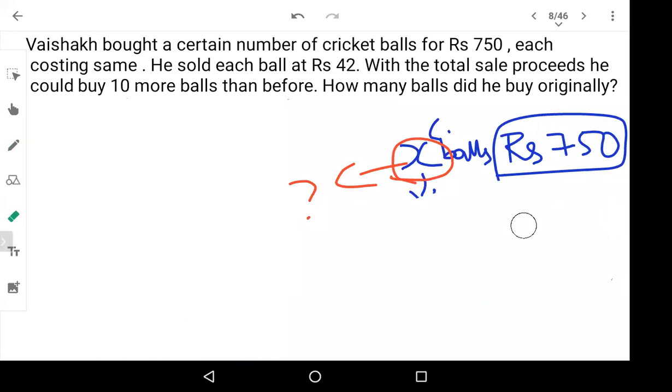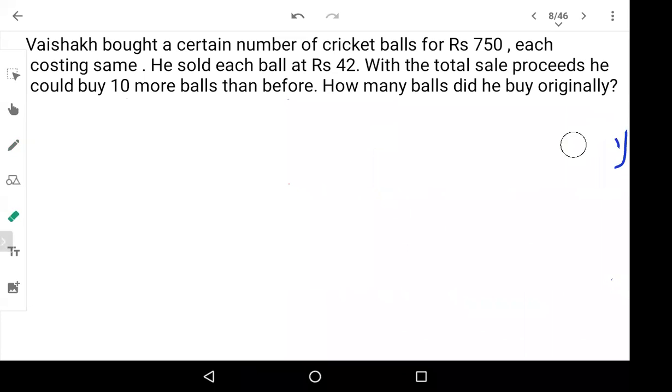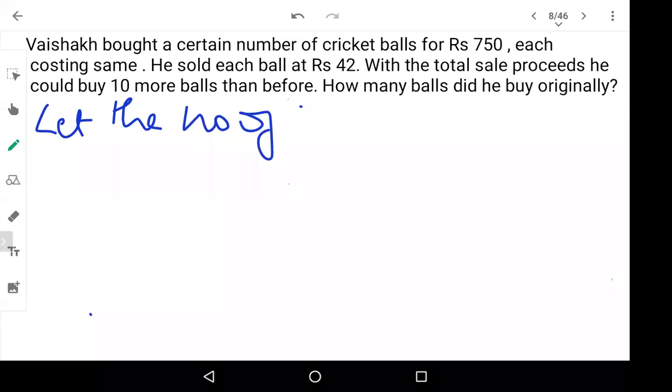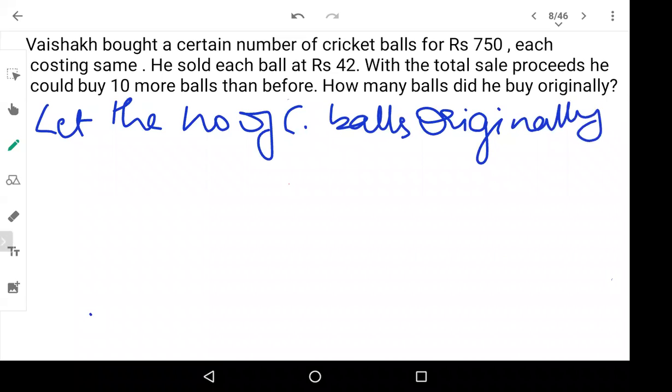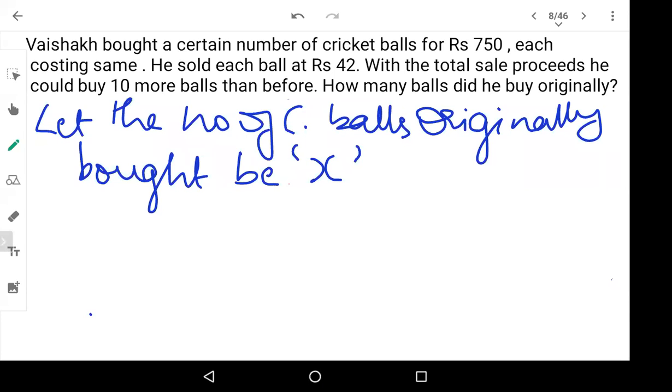Now let us solve this problem to find out the value of x. Since it's a statement problem, we will have a few derivations to be written down. So let us write the derivation. Firstly, let the number of cricket balls originally bought, that is, first time whatever he bought, be x. That original number, we will assume it as x.